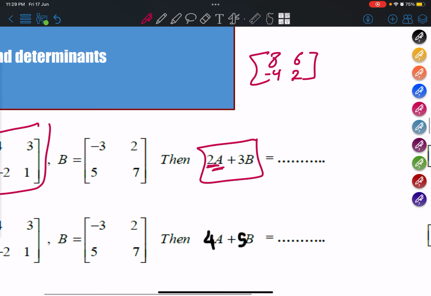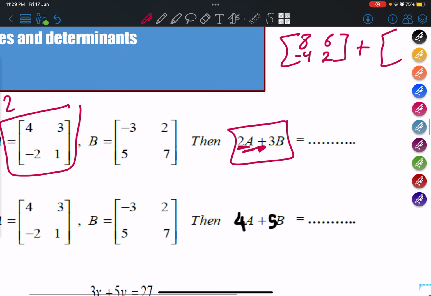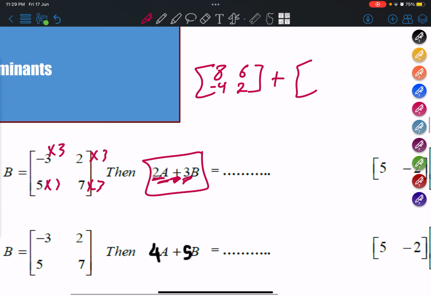Okay, then we'll put plus here, just like in the question. The second matrix will be multiplied by 3, everything. So -3 times 3, 2 times 3, 5 times 3, and 7 times 3, like here. Okay, so that will be -9, 6, 15, and 21.